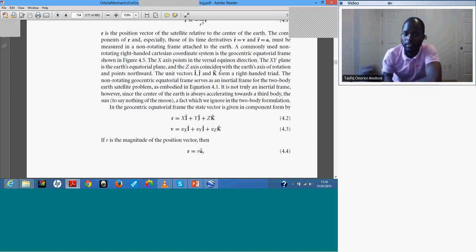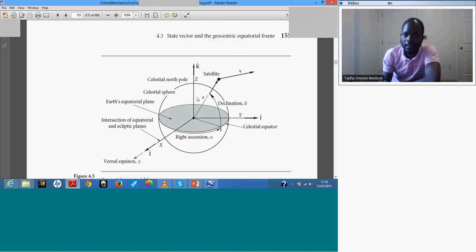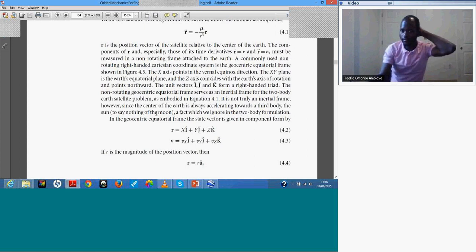But you have to note that such a frame of reference is not truly an inertial frame, since the Earth is always accelerating towards a third body, such as the Moon, which we ignored in the two-body formulation. When we say the two-body problem, it is the problem of determining the motion solely under the influence of mutual gravitation. We are ignoring the fact that there are other dominant forces of attraction. That would be the n-body problem, which we saw was quite chaotic and non-periodic. So in order for us to make some very nice engineering calculations, we just assume other things are not affecting the body problem of interest that we are considering.